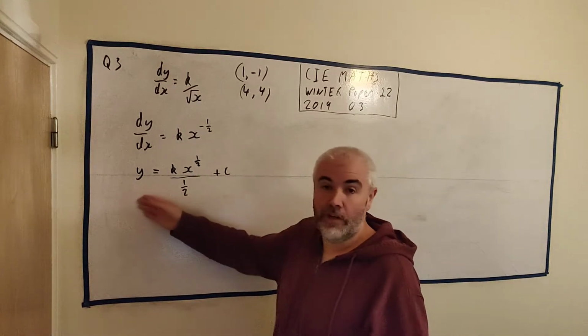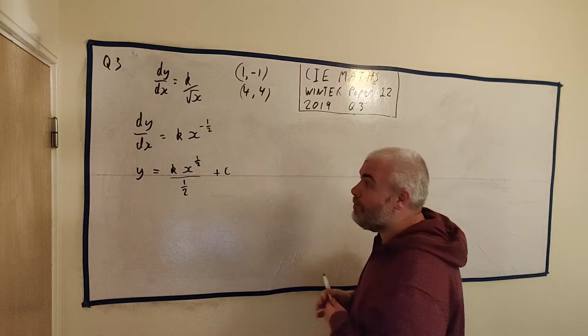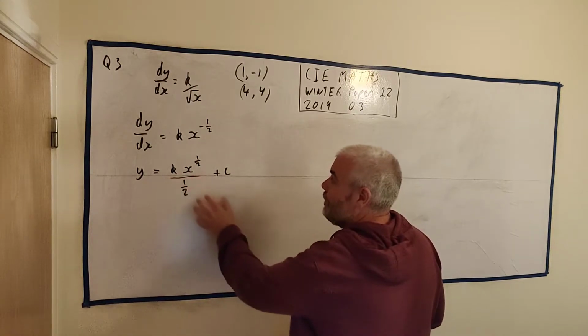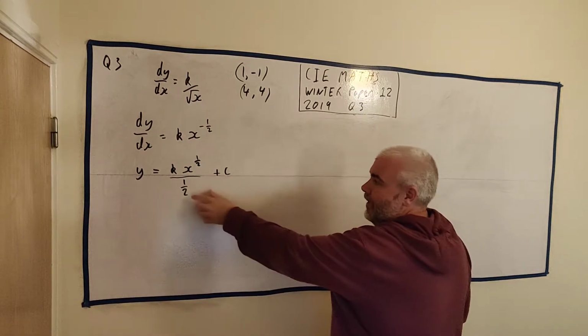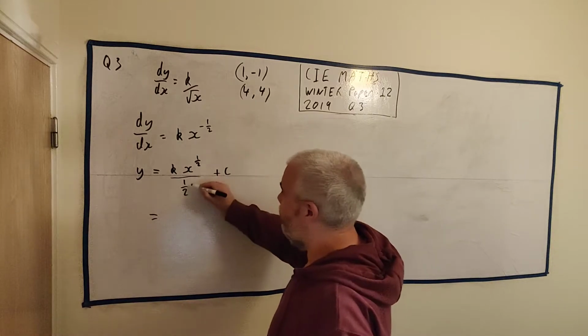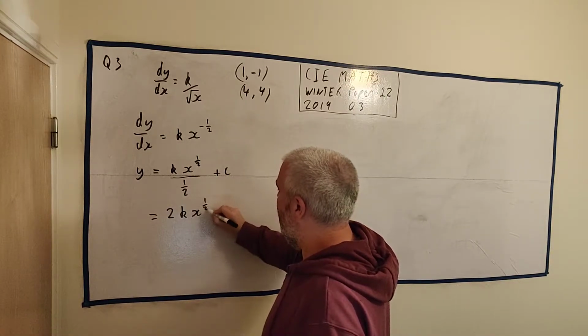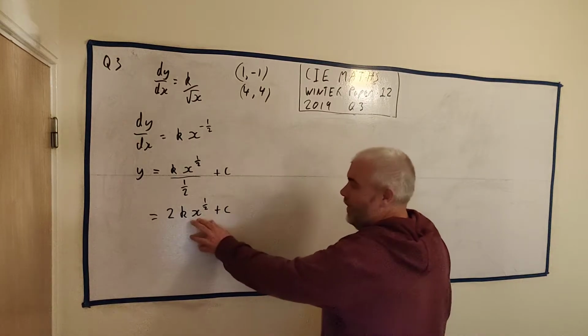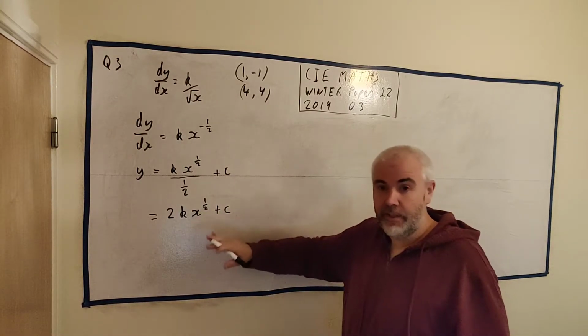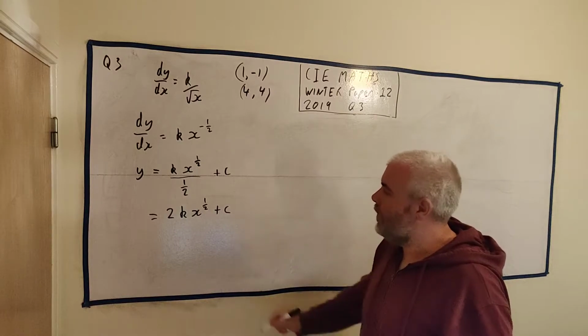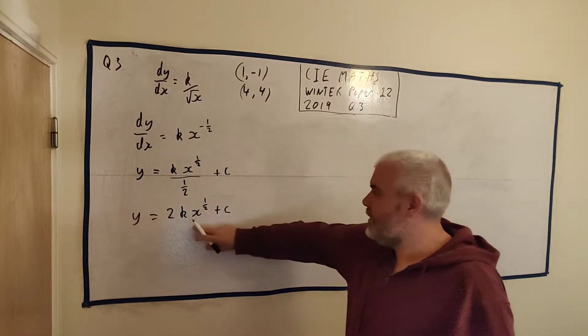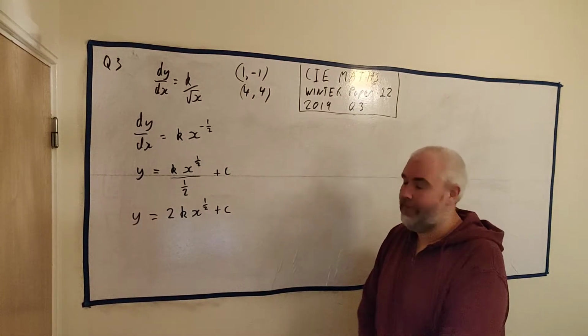So this is the curve they're looking for. It's just that it's missing a bit of information. K is missing and C is missing. Actually, let me just write this again. Divide by a half is the same as multiply by 2, and plus C. I could have written that as the square root. You can leave it this way. Either is perfectly okay. So it's just missing the K information and the C information.